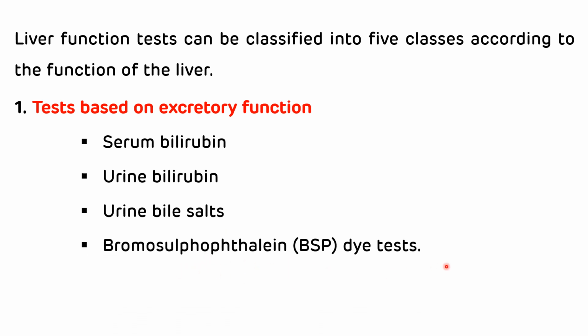In the bromosulfophthalein dye test, 5% BSP dye is injected intravenously. The sample is collected at 45 minutes to see the retention of BSP dye. In a normal person, retention of BSP dye at 45 minutes is less than 5%, but in hepatic diseases, this retention is increased. Other tests we will discuss in detail in the next slide.